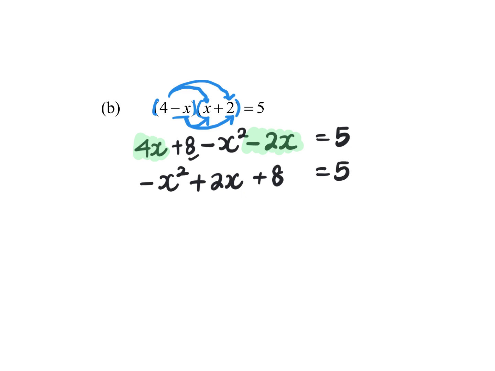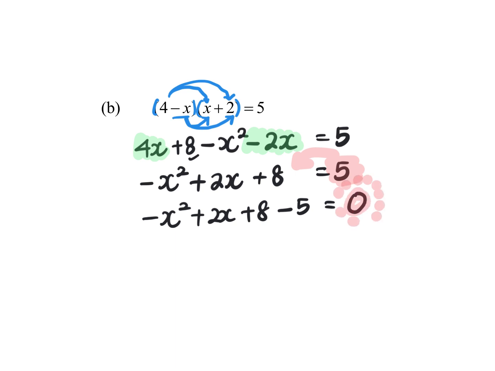But like what we have mentioned earlier, when we want to solve a quadratic equation, this number over here is supposed to become 0. So I need to shift this over, right? So then now I will get negative x squared plus 2x plus 8 minus 5. This one is plus 5, so equals to now 0. So we have our 0. Ding, ding, ding.